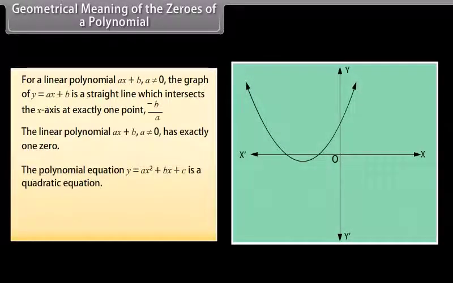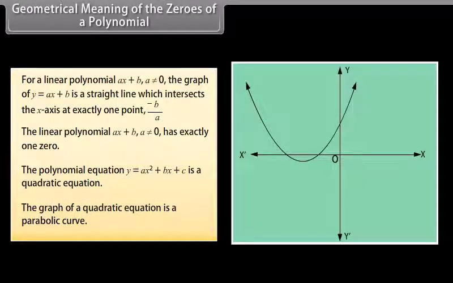The polynomial equation y is equal to ax square plus bx plus c is a quadratic equation. The graph of a quadratic equation is a parabolic curve.